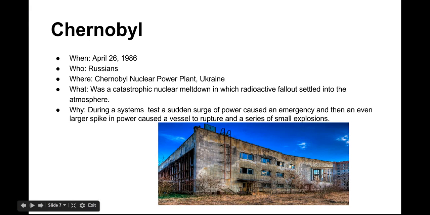Chernobyl was a catastrophic nuclear meltdown in which radioactive fallout settled in the atmosphere at the Chernobyl nuclear power plant in Ukraine. It happened on April 26th, 1986, because a systems test had a sudden surge of power and caused an emergency shutdown, and then an even larger power spike caused a vessel to rupture and nuclear waste to fall out.